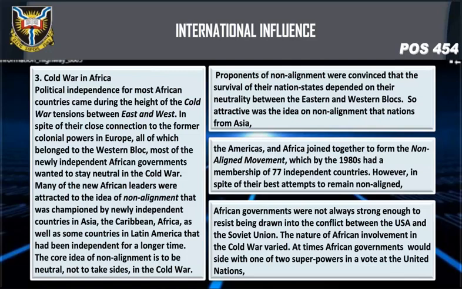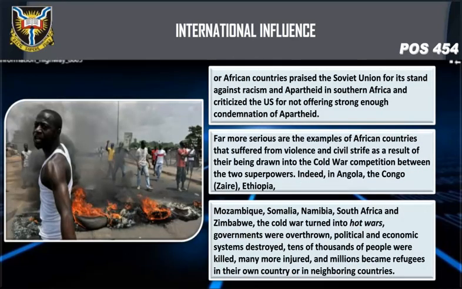The nature of African involvement in the Cold War varied. At times, African governments would side with one of the two superpowers in a vote at the United Nations, or African countries praised the Soviet Union for its stand against racism and apartheid in Southern Africa, and criticized the US for not offering strong enough condemnation of apartheid.